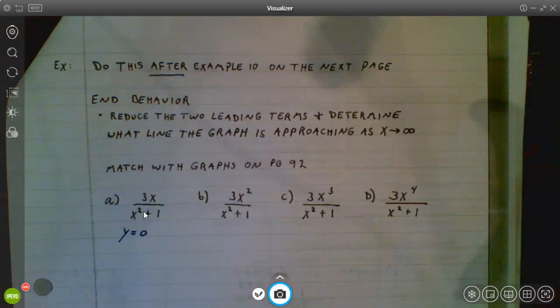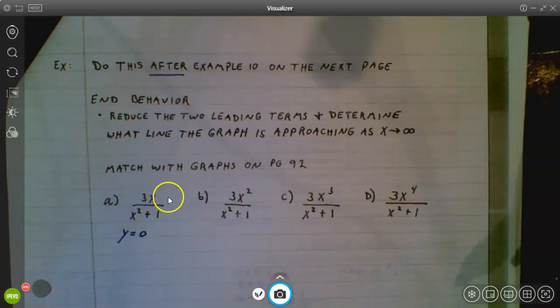at y equals 0. So when I go to match these up with certain graphs on the next page, I should find the one that has a horizontal asymptote at y equals 0 should take care of this guy. You'll notice this is the only one that does that. These exponents are the same. This one has a top exponent that's bigger than the bottom exponent, and so does this one. So this is the only one that would have a horizontal asymptote at y equals 0.